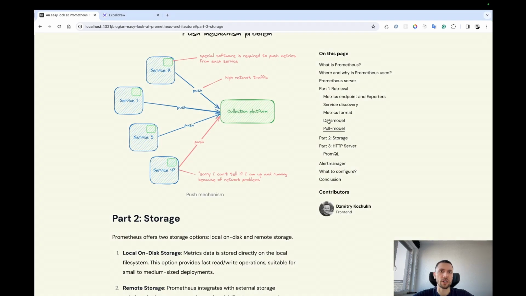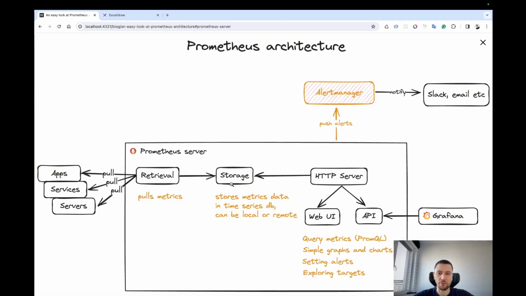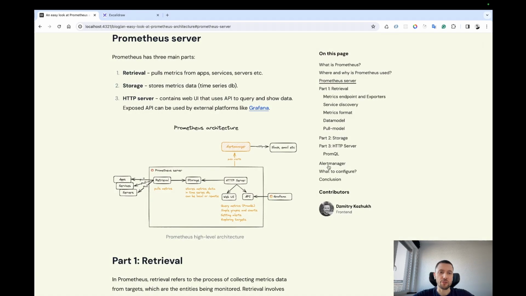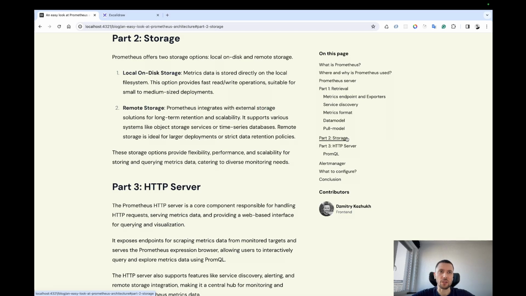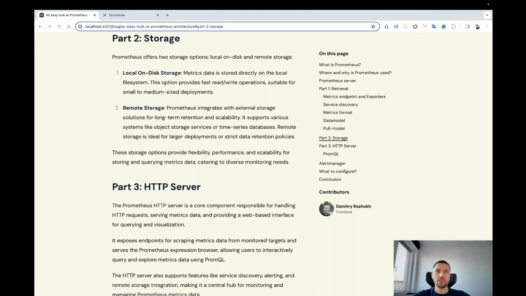Okay, so now it's time to define our second part of diagram, storage. Storage in Prometheus is basically time series database. TSDB is designed to efficiently store, retrieve, and analyze time series data. They often provide specialized features and optimization tailored to the characteristic of time series data, such as high ingestion rates, efficient storage mechanisms, and specialized querying capabilities optimized for time-based operations. Okay, so this is it about storage.